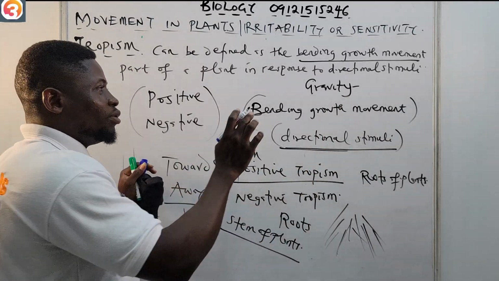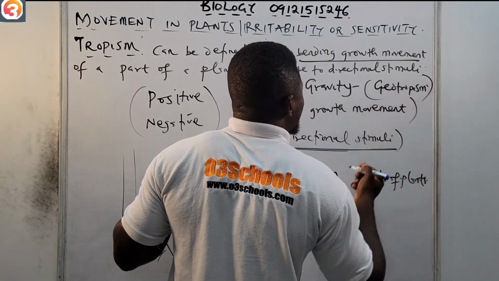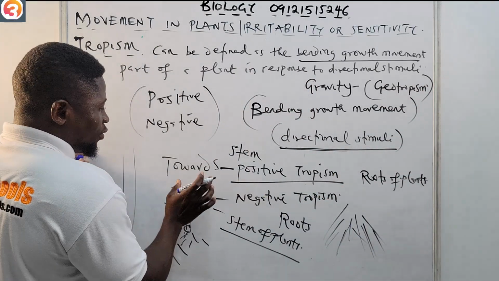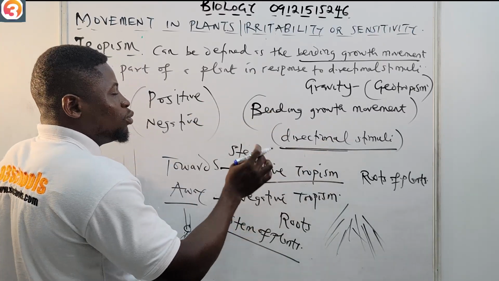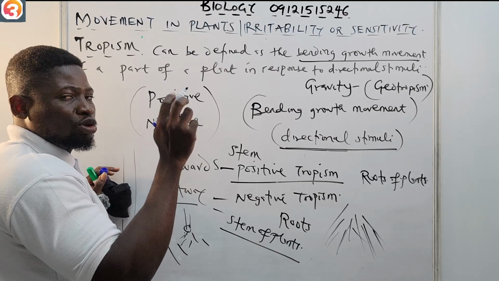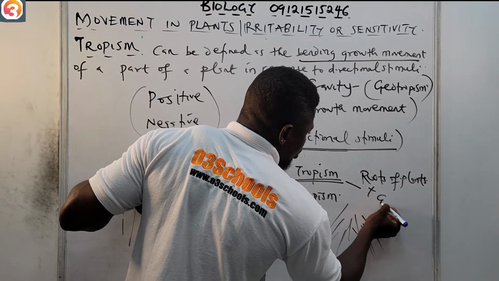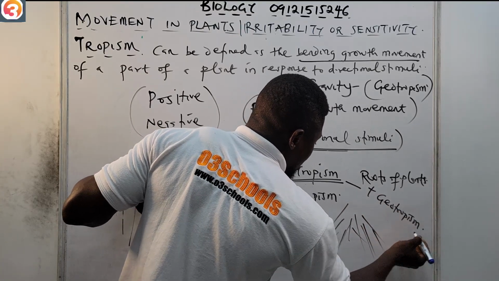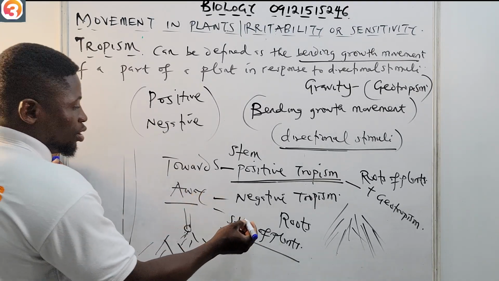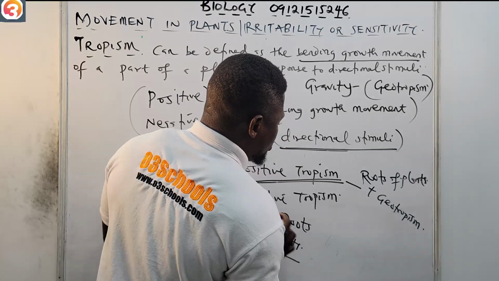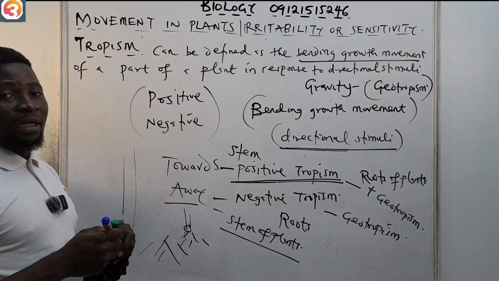We call this kind of response to stimuli geotropism. So if the bending growth movement is towards the direction of the stimuli, instead of saying positive tropism, we can also call this positive geotropism. But the one that is moving away from the direction of the stimuli, we call negative geotropism. I hope you get that very, very clear.